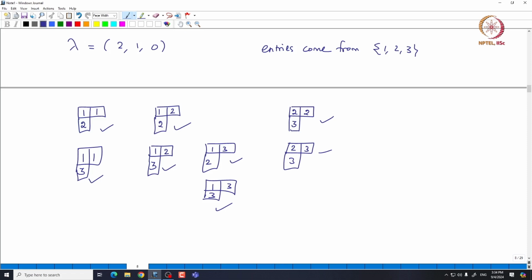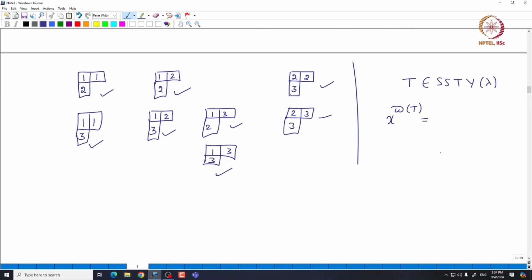Now, given this semi-standard Young tableau T of shape lambda, one can associate a monomial with this T. This x to the power omega of T is the monomial that we are going to associate with T, and it is exactly x1 power k1 times, etc., xn power kn, where ki is the number of i's that appear in the tableau T. For example, if we take this first tableau, then this is x1 square x2, and this is x1 square x3, and this is x1 x2 square, and this is x1 x2 x3.